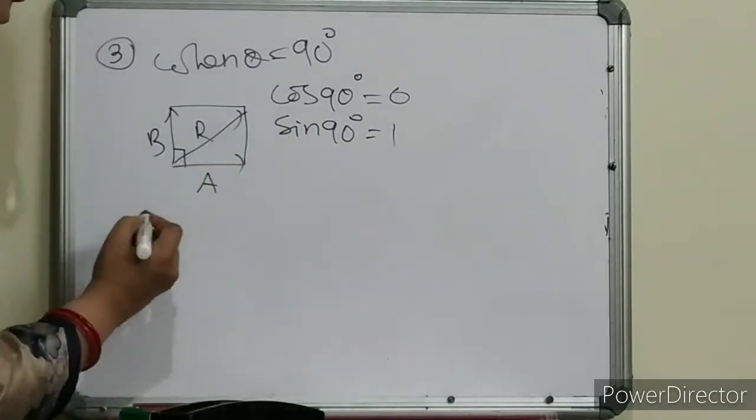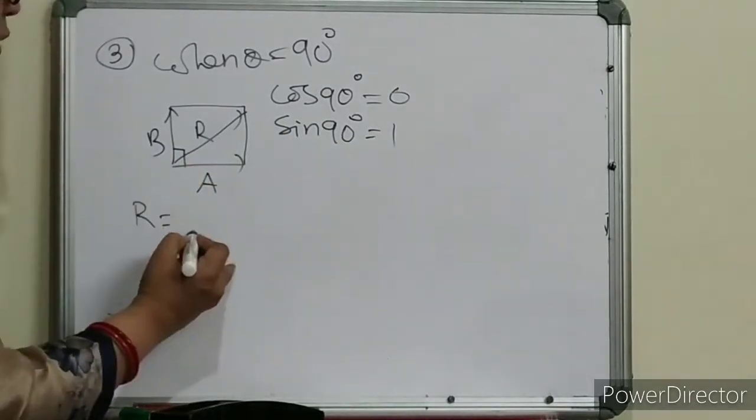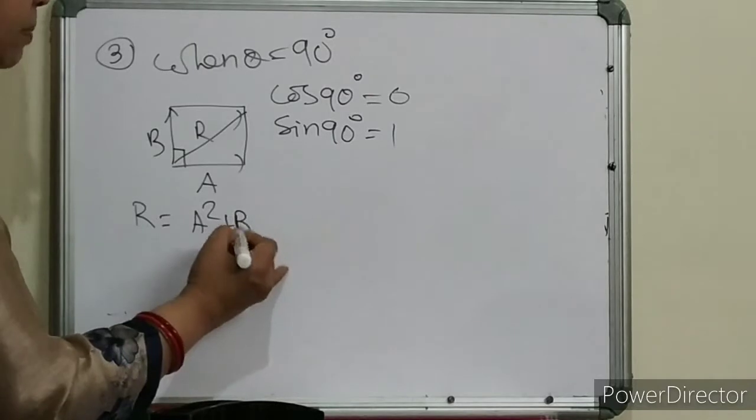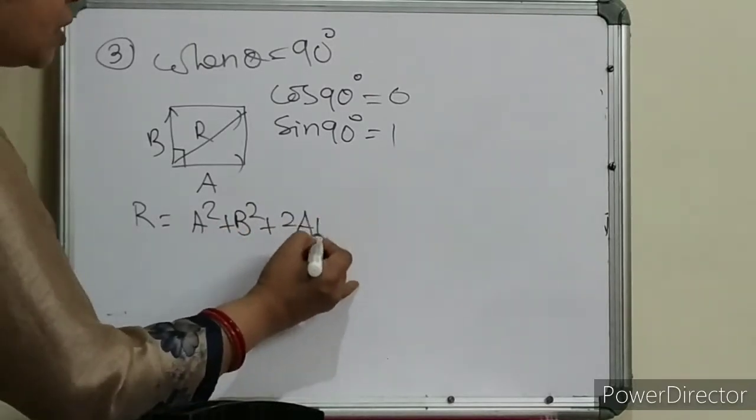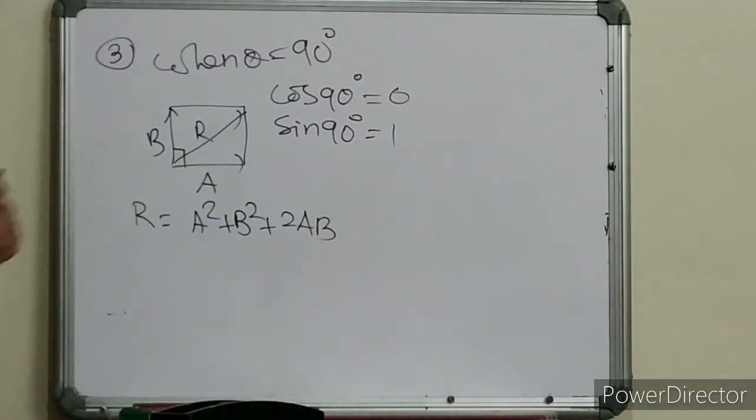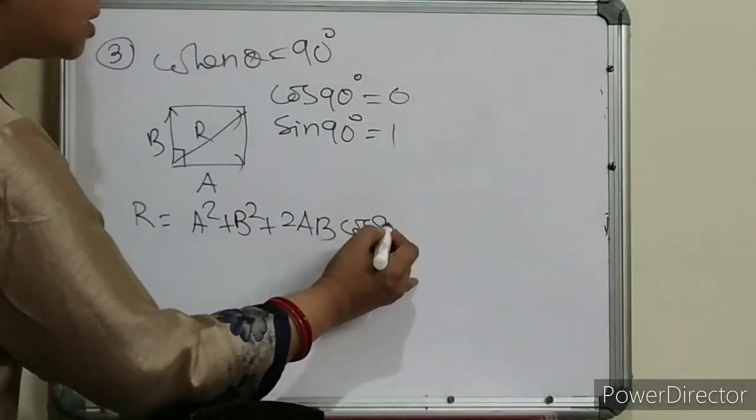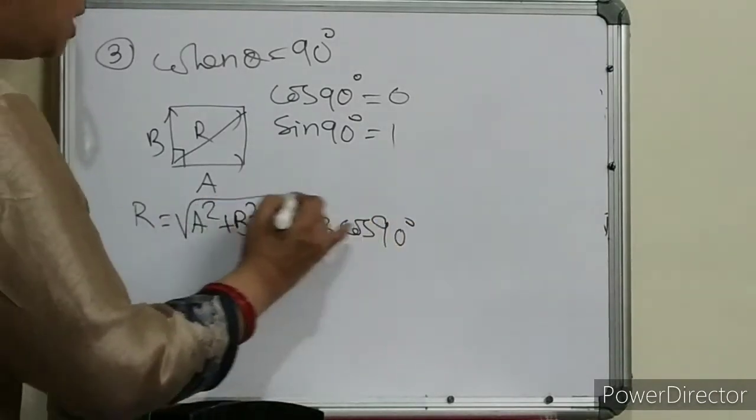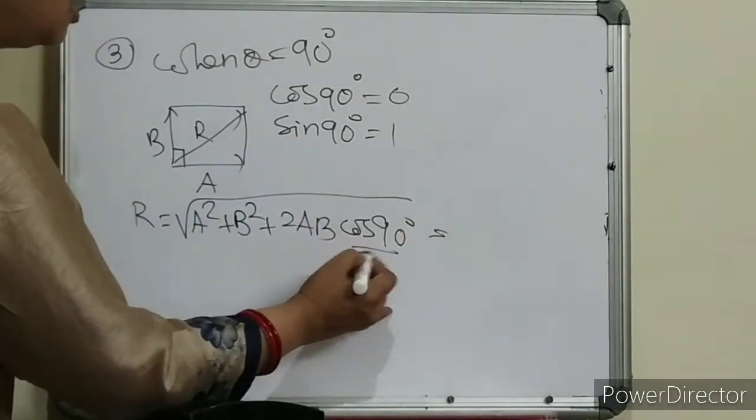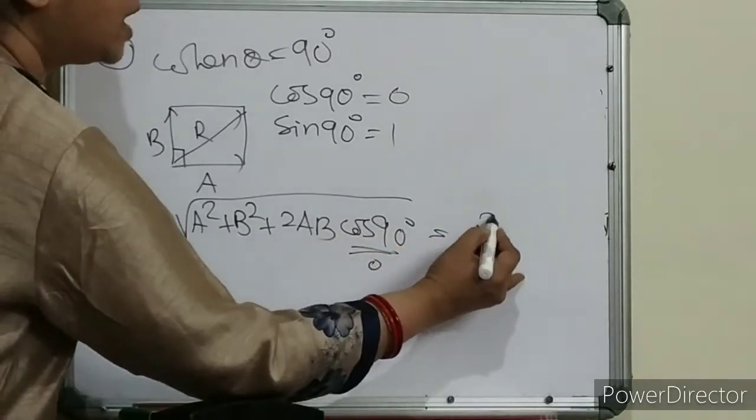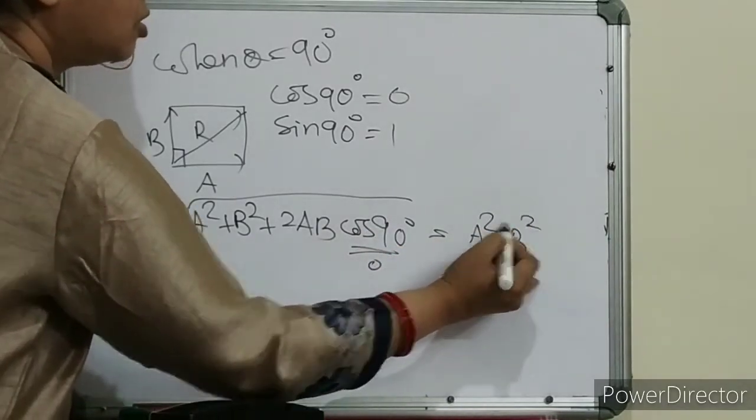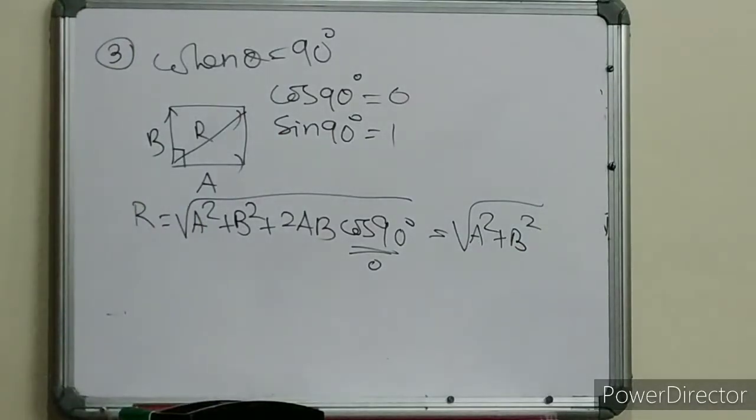You know the formula of R: R is equal to square root of A square plus B square plus 2AB cos 90 degree. So this is 0, that means R is the square root of A square plus B square. This is your R.